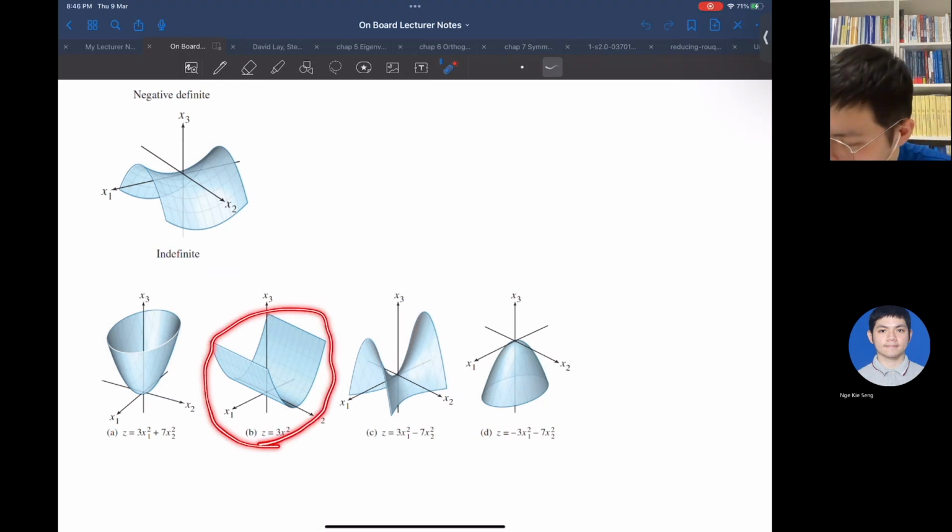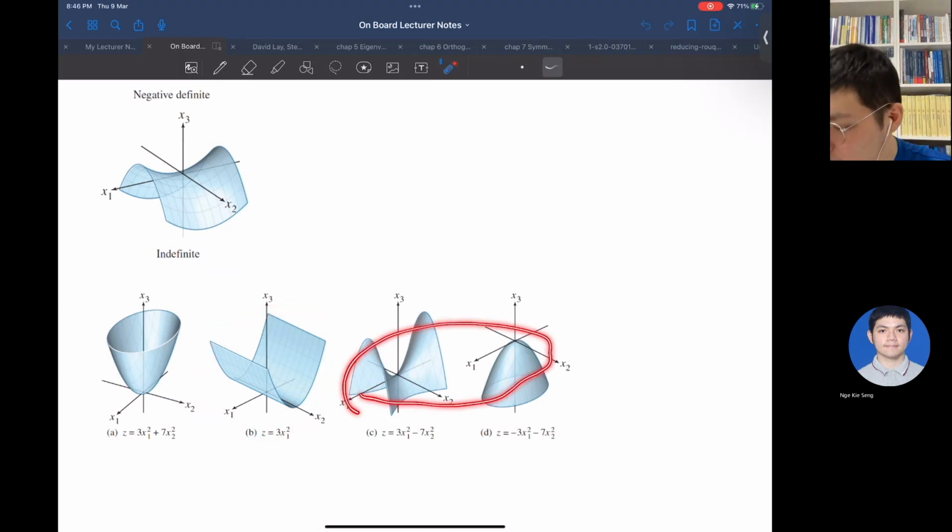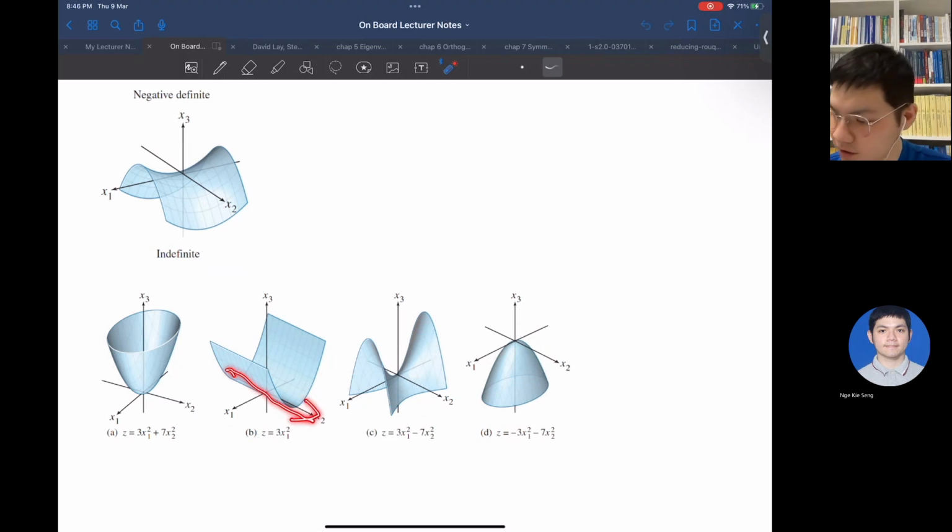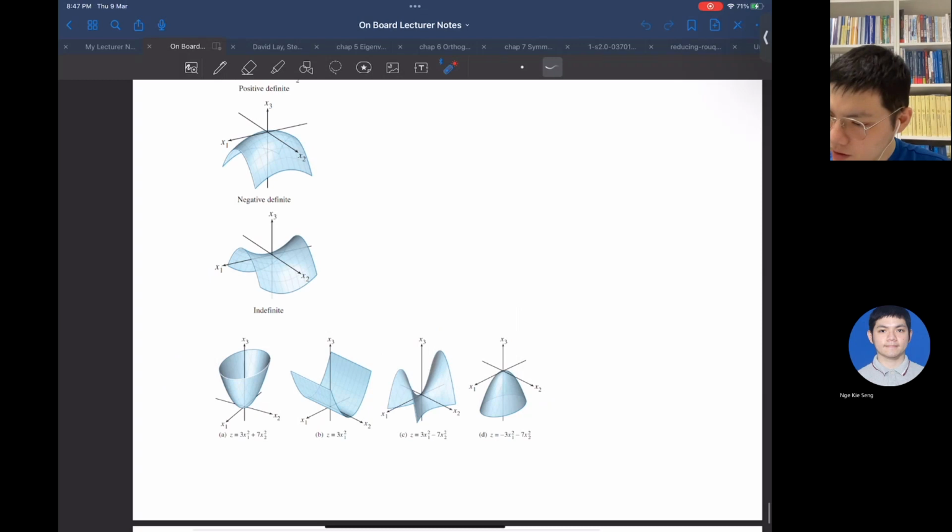But notice that B has more zero points than the rest, where along the x2 axis, it is all 0. While for this saddle in part C, there's only one zero here. And similarly for D, there's only one zero in the graph. You can see that some of the graphs are always greater than or equal to 0, and some are always less than or equal to 0. While some of the graphs are a mix of greater than or equal to 0 and less than or equal to 0. And some graphs have more zeros.